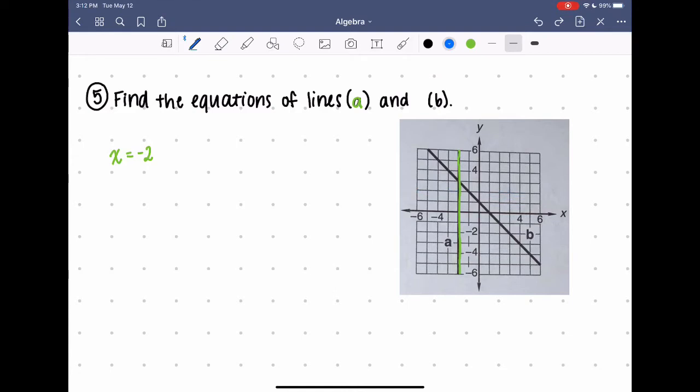Now, for the slanted line, B, that's a little bit more complicated. This one has a downward slope, and it's a linear equation because it's still a straight line, but this line isn't just crossing one axis. It actually hits both axes. It's crossing the y-axis and the x-axis. So we're going to have a full equation here.